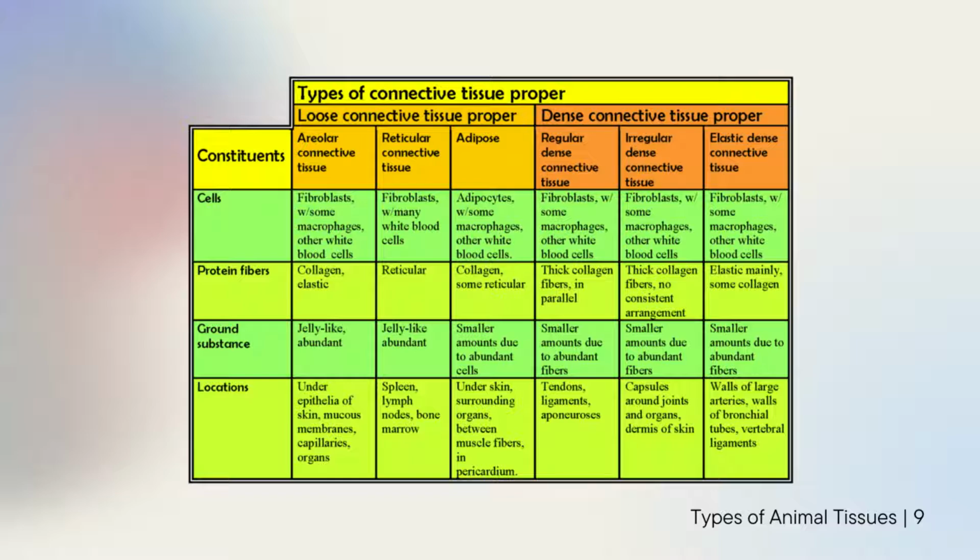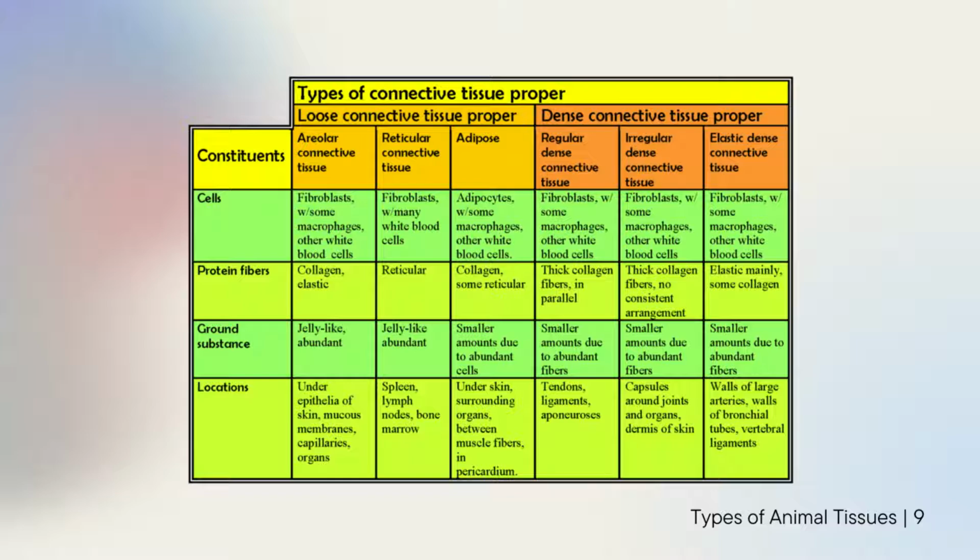It has collagen and elastic fibers. It has a jelly-like, abundant ground substance. And it is found under the epithelia of skin, mucous membranes, capillaries, and organs.